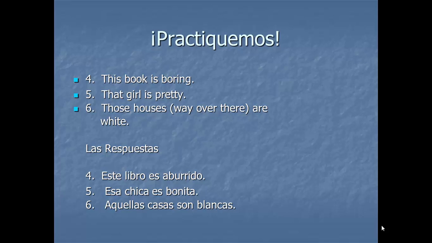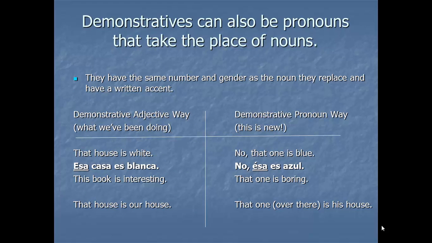Okay? So, finally, we're also going to talk about demonstratives as pronouns. Demonstrative adjectives can become demonstrative pronouns, and they take the place of nouns in a sentence. So they are basically written the same way as the ones we were just practicing, except they must have a written accent. They still have to agree in gender and number with the noun that they're replacing, but they also have to have a written accent.